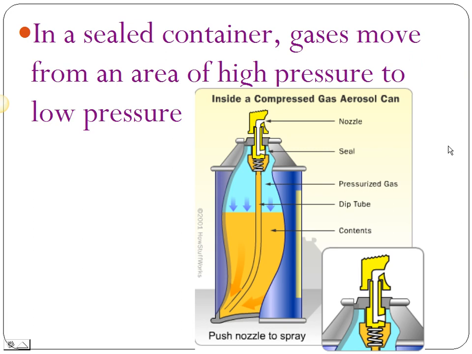In a sealed container, gas moves from an area of high pressure to an area of low pressure. So inside this can is high pressure. Outside in the atmosphere, low pressure. So when you press the nozzle, the inside air pressure will push down, and it will force the product. If it's hairspray, it will force it up the tube and out the nozzle.